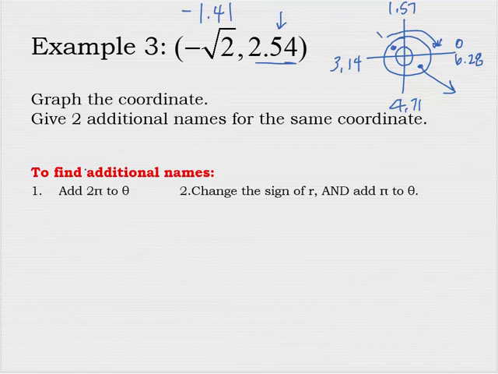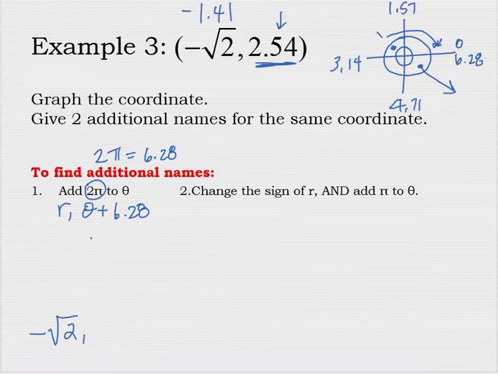Now, procedure is the same down here. You're going to leave r just like it was, and you're going to take theta. Now, because the radian is given to you as a decimal, I'm going to take 2 pi. Remember, 2 pi in decimal form is 6.28. So if it's given to me as a decimal, I'm going to add the decimal form of the radian. So r is going to stay negative square root of 2, and I'm going to take 2.54 and add 6.28. And I get 8.82. All right.